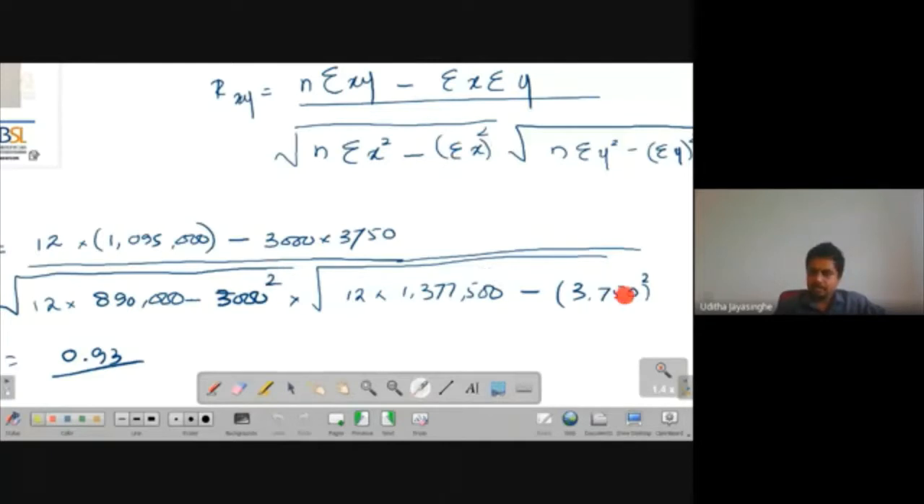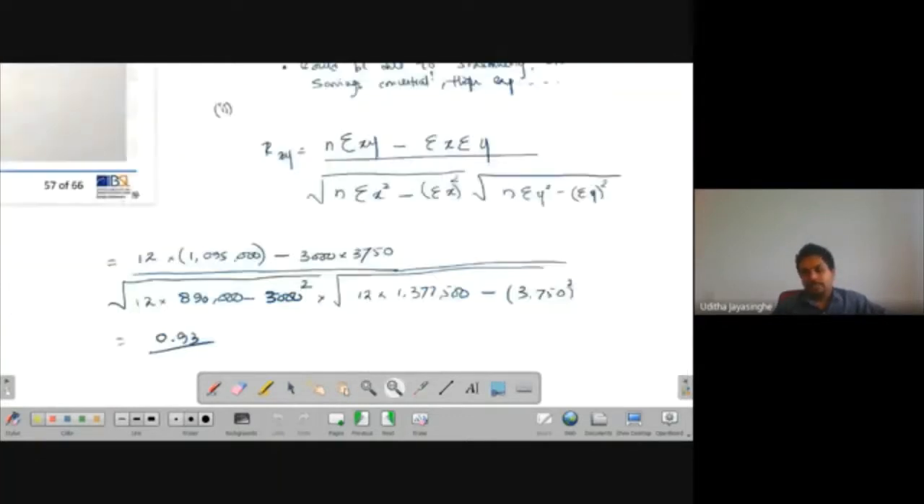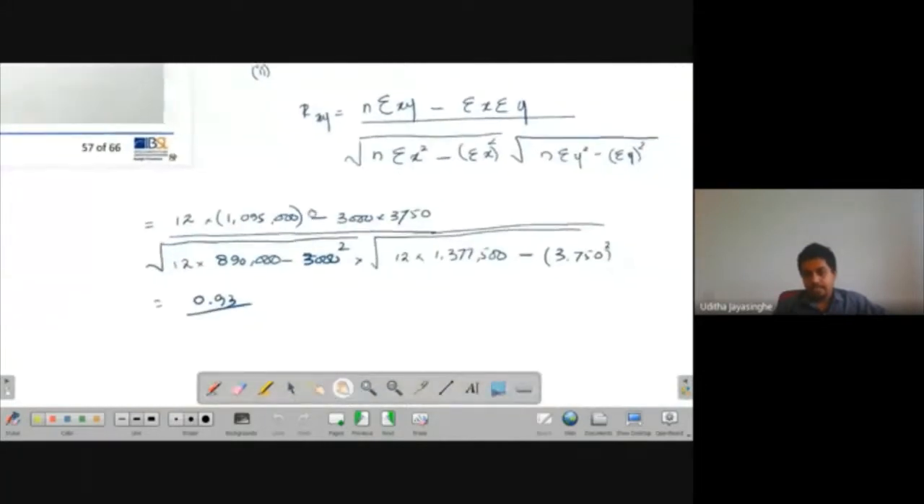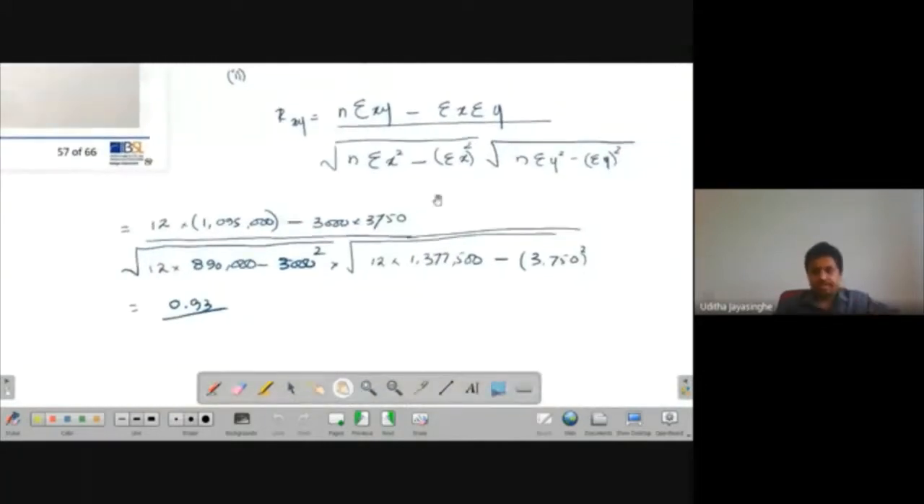Here also sigma y is given, you have to square that value. Now this is a good classic example in 2018 March. In the March paper, the examiner has asked you to calculate the correlation coefficient between these two independent and dependent variables by using the longer expanded equation.